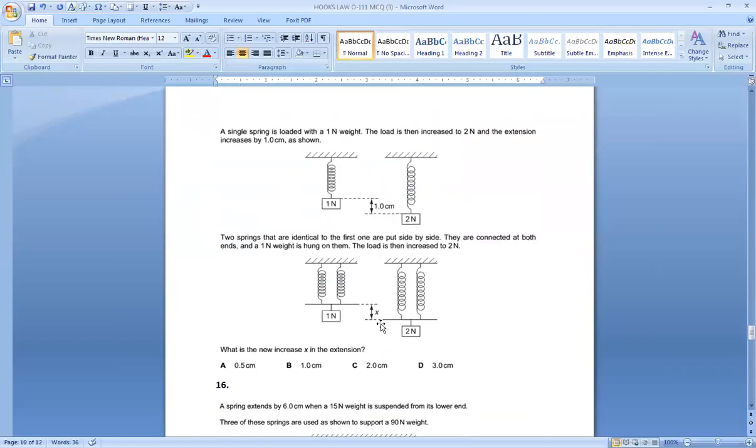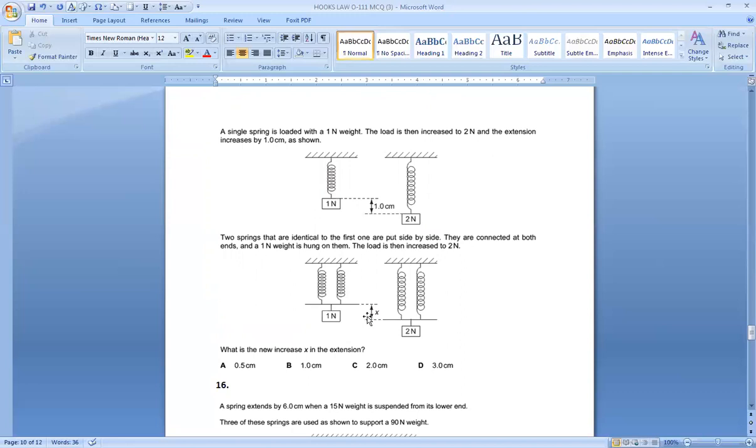Two springs that are identical to the first one are put side by side and connected at both ends, and a 1 Newton weight is hung, and then the load is increased to 2. The same is the situation as before. There is a change of 1 Newton load. Before, the extension was 1 centimeter. Remember, one spring was carrying the load. Now the two springs are carrying load. It means they are carrying half load. So the extension will be half.